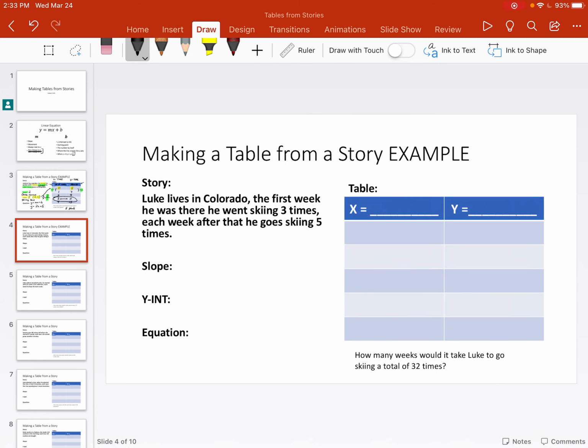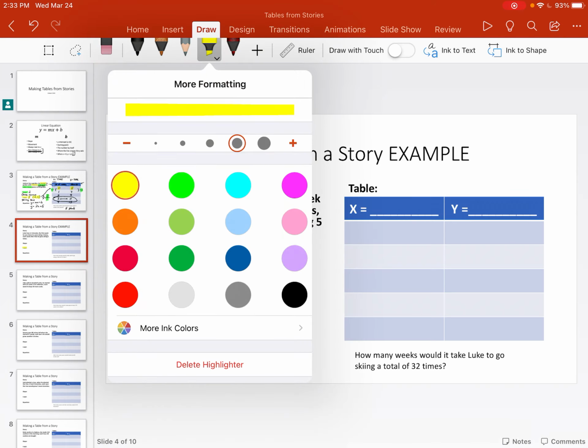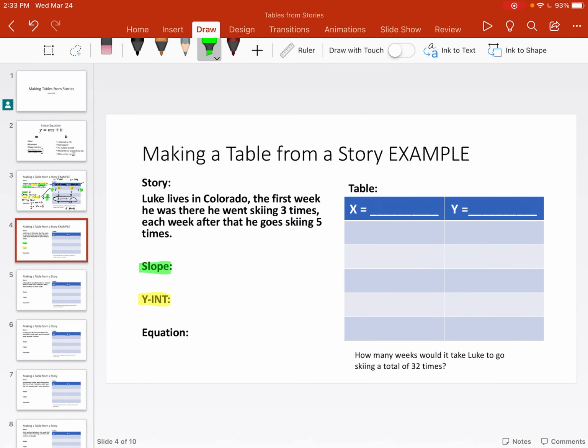I'm going to go ahead and jump into our second one. Again, the same thing: Luke lives in Colorado. The first week he was there, he went skiing 3 times. Each week after that, he goes skiing 5 times. So we need a y-intercept and we need a slope.